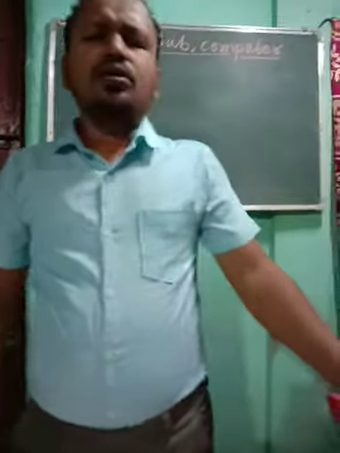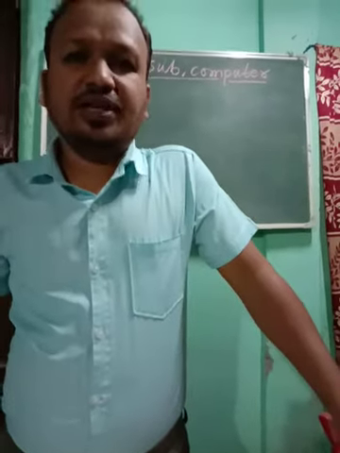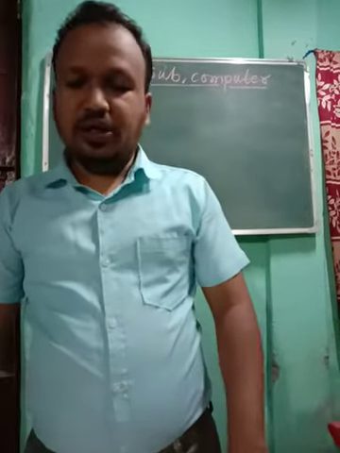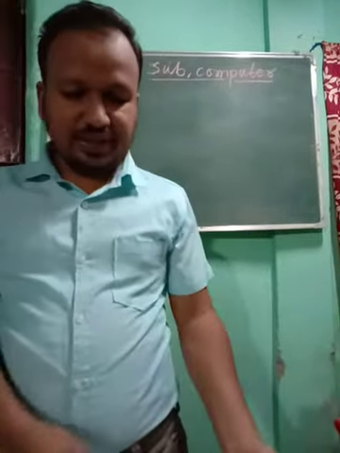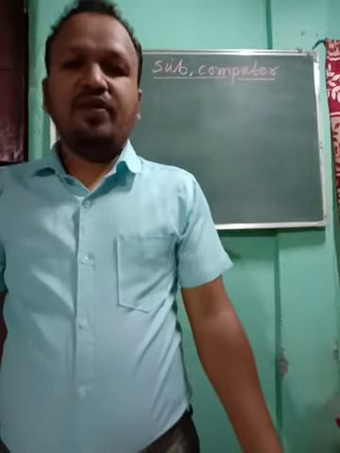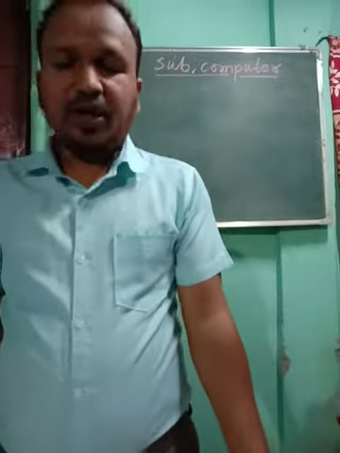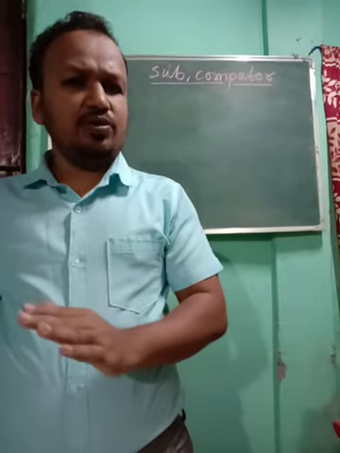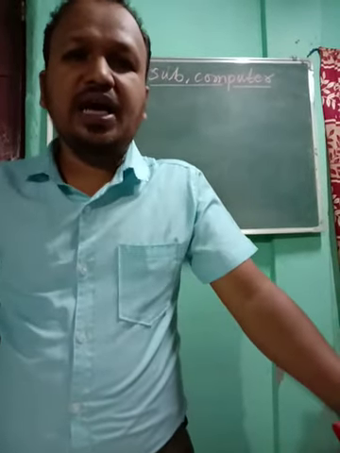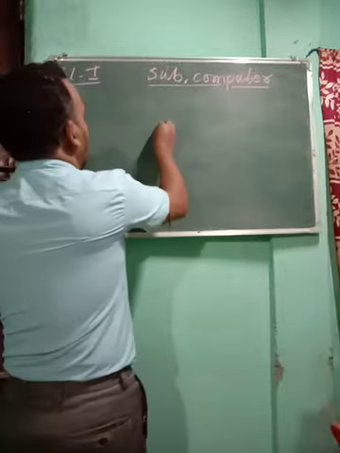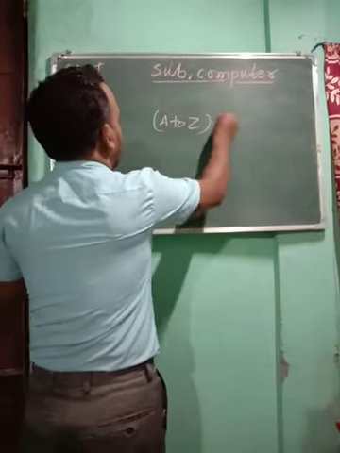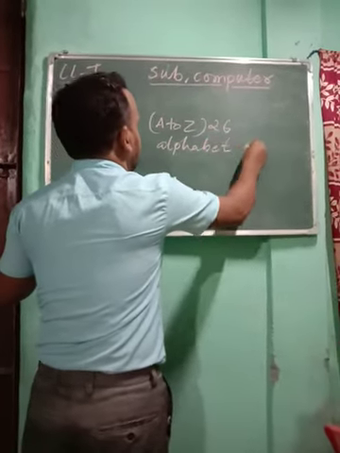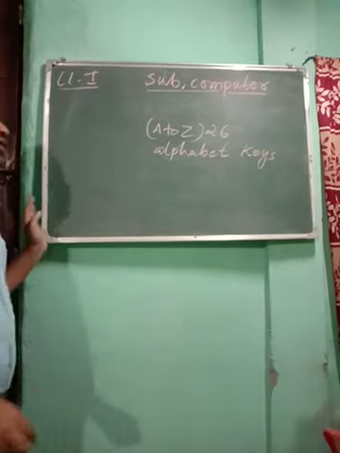In yesterday's video, we talked about special keys. In the last class, we learned about computer keyboard keys: alphabet keys, number keys, and arrow keys. These are the different types of keys. Alphabet keys are A to Z. Always remember, there are 26 alphabet keys. They are called alphabet keys, and they are used for typing.